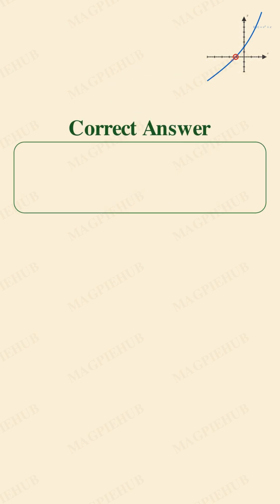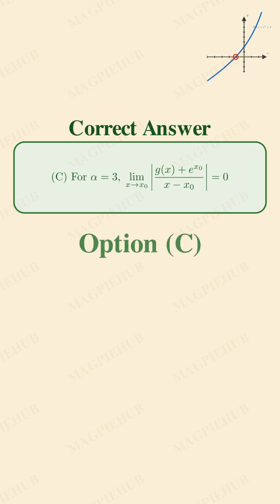For alpha equals 3, the limit evaluates to the absolute value of 1 minus 3 over 3, which is 0. This beautiful result comes from the cancellation when alpha equals 3.